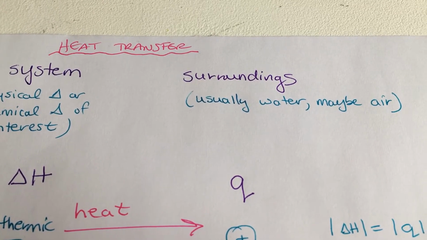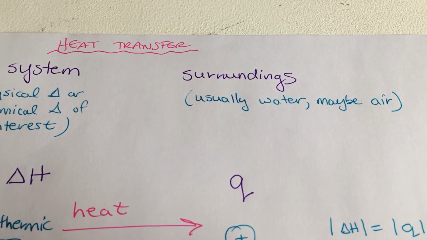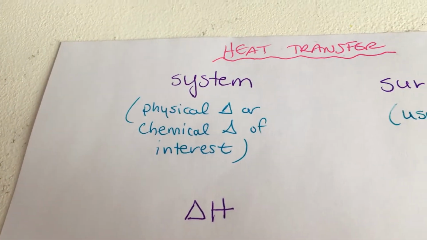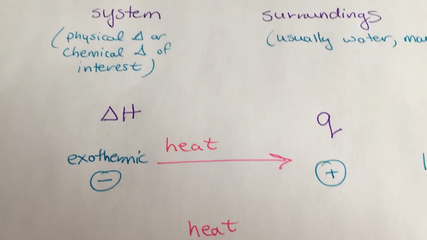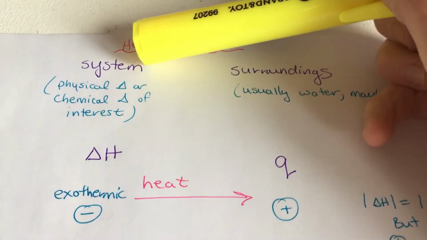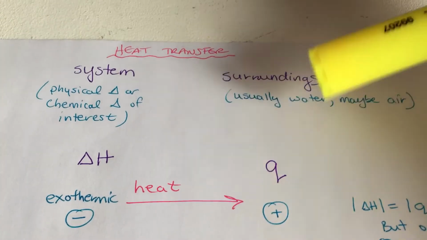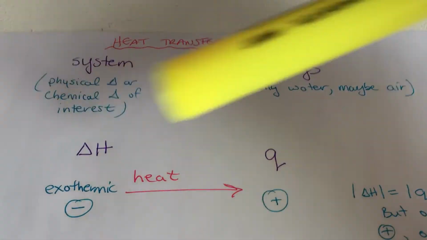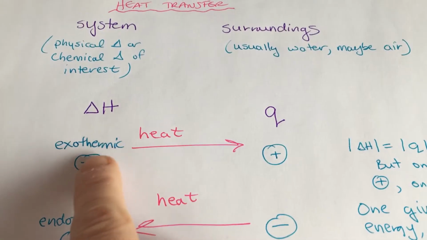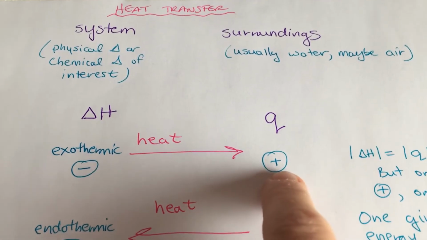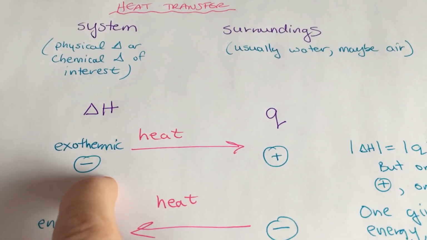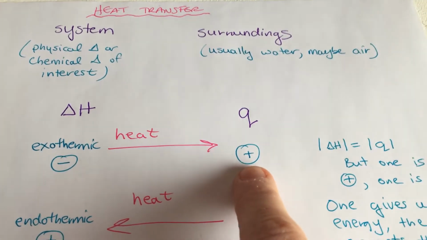Well, if the temperature of the surroundings went up, that means it absorbed heat. Where did it come from? The system. So we have delta H and Q. Delta H is the system. Q is always the surroundings, and they work together. So if we have heat going from the system to the surroundings, that's an exothermic reaction. Delta H will have a negative value, Q will have a positive value.